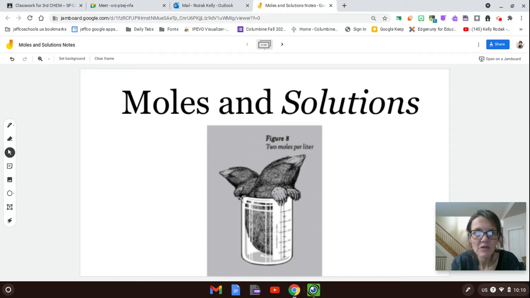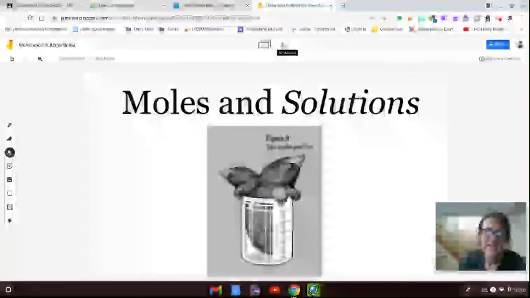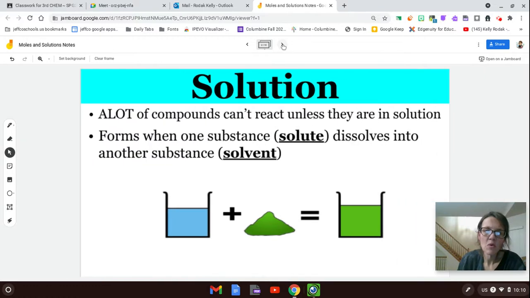So, last thing that we're going to talk about today are solutions. And I'm sure that you have heard of solutions before. You guys know what a solution is, right? The reason solutions are so important to all of this is that there are a lot of compounds, especially ionic compounds, that can't react unless they're dissolved in solution. A solid ionic compound, the positive and the negative ion are attracted to each other. They're not going to interact with any other ions. So we drop them into water, and then that causes the ions to separate so that we have positive ions and negative ions floating around, and they're available to interact with other substances.